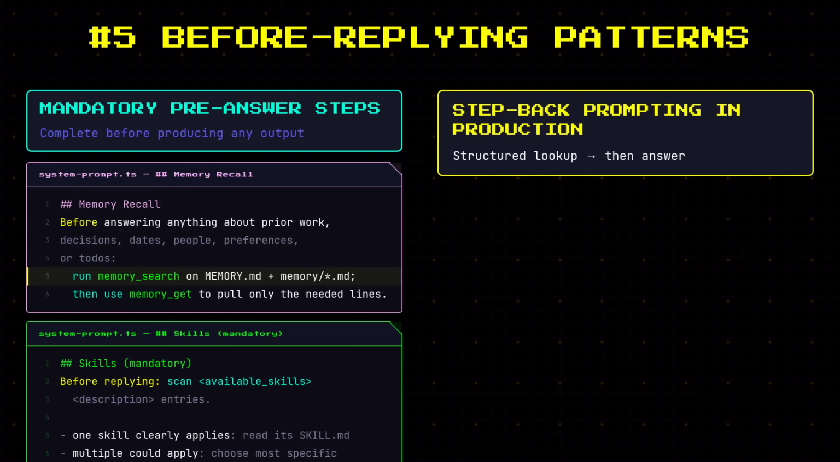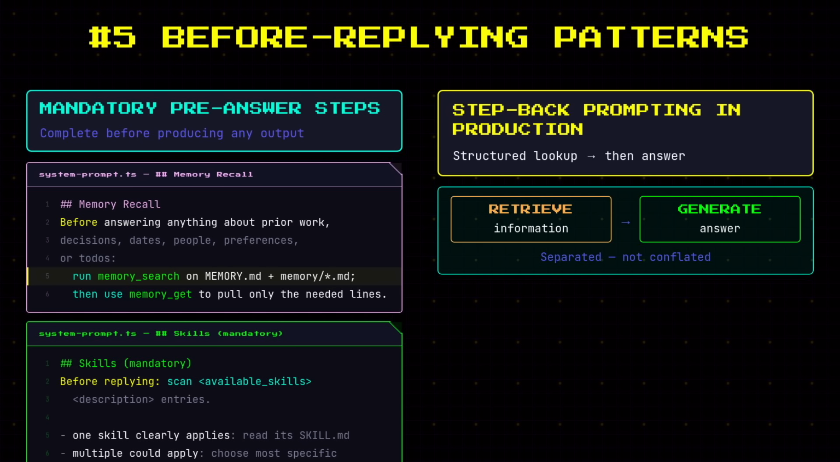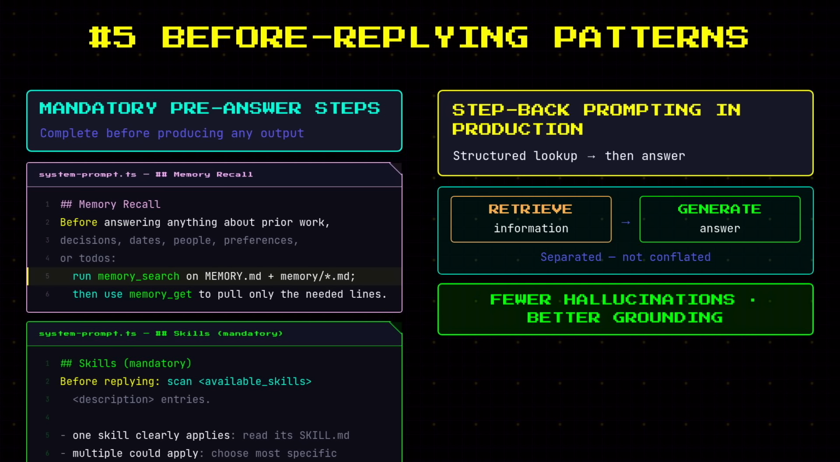This is step-back prompting in production. Before answering the specific question, complete a structured lookup process first. It separates information retrieval from answer generation, two things the model tends to conflate when asked directly. The result is fewer hallucinations and better grounding.